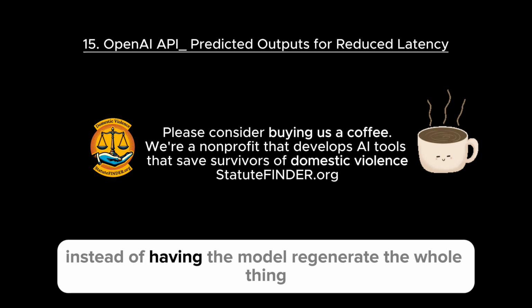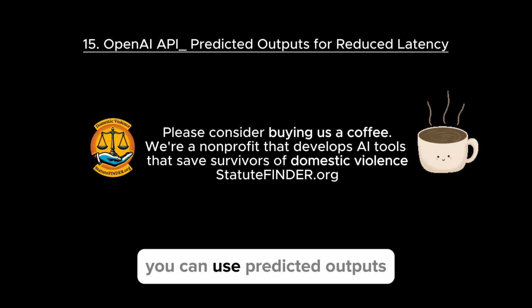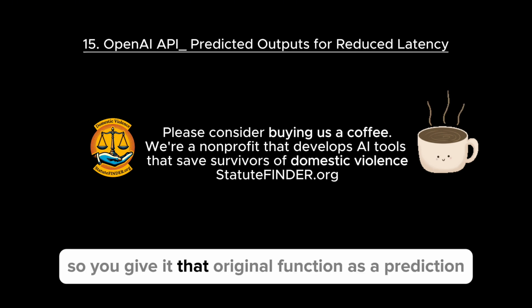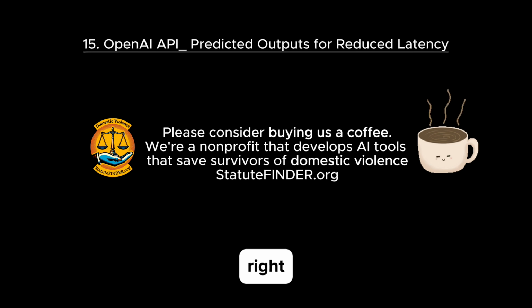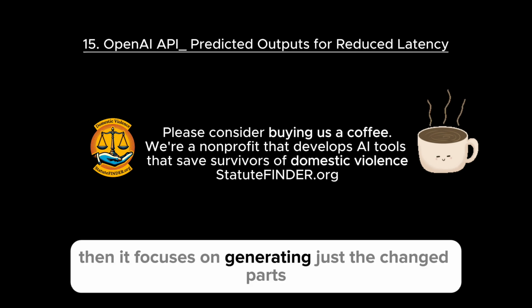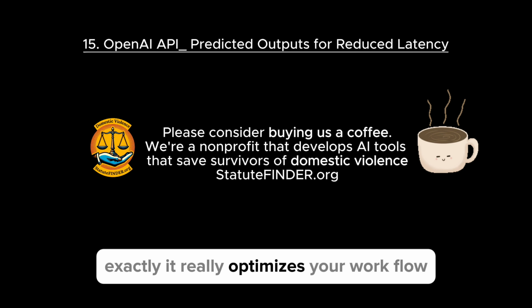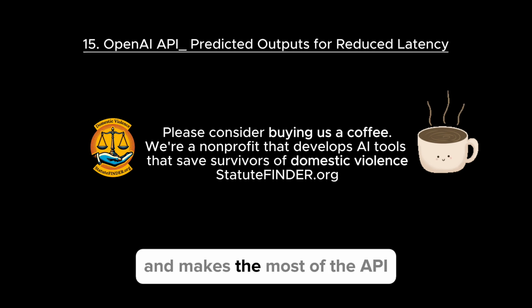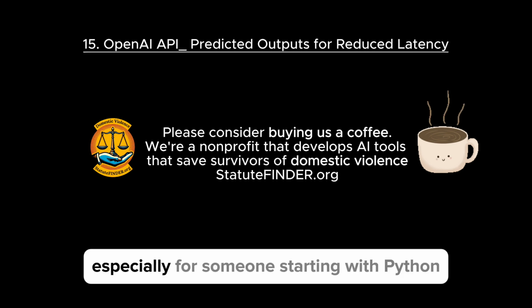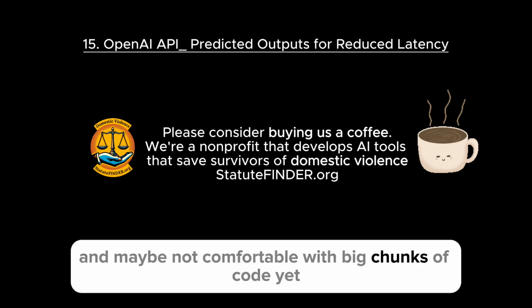Okay. Instead of having the model regenerate the whole thing, you can use predicted outputs. So you give it that original function as a prediction. Right. Then it focuses on generating just the changed parts. So it's like saying, hey, here's the blueprint. Just focus on these specific areas that need updating. Exactly. It really optimizes your workflow and makes the most of the API, especially for someone starting with Python and maybe not comfortable with big chunks of code yet.